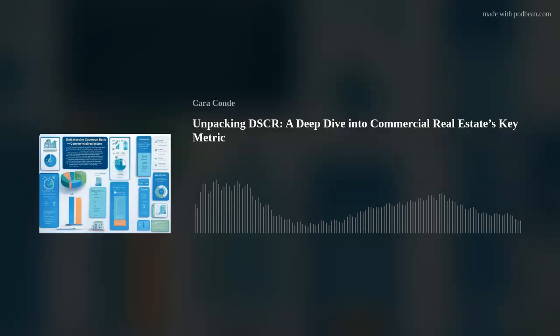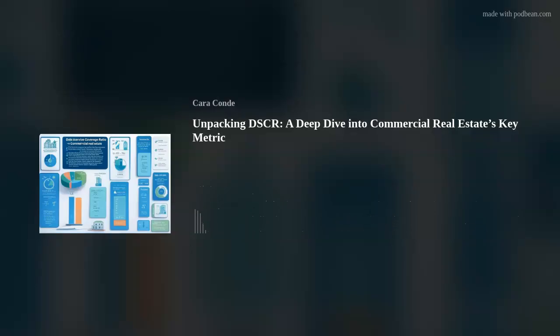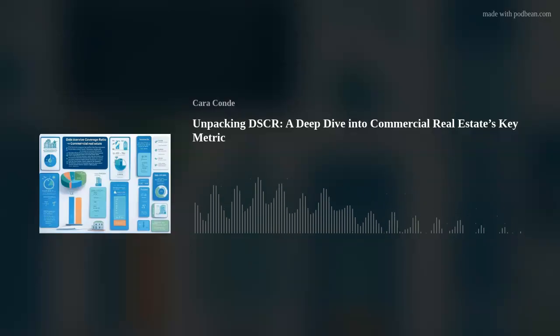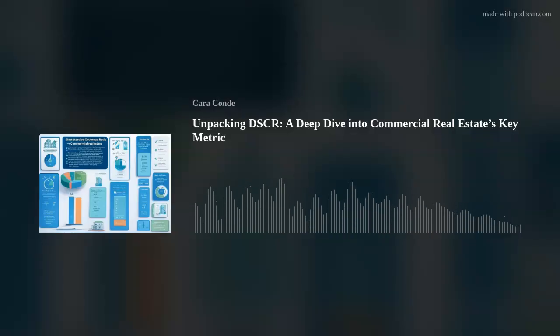So where does the DSCR need to be to give you that kind of comfortable financial security? According to Cara Conde, that sweet spot is between 1.20 and 1.49. A DSCR of 1.3, for example, provides a much bigger buffer. It can handle unexpected costs or a dip in income. And a lot of banks and lenders like to see a DSCR of at least 1.25. So they see that as a safer bet.